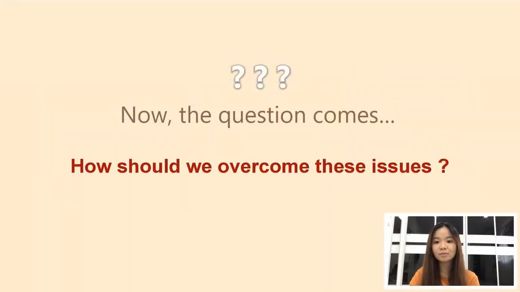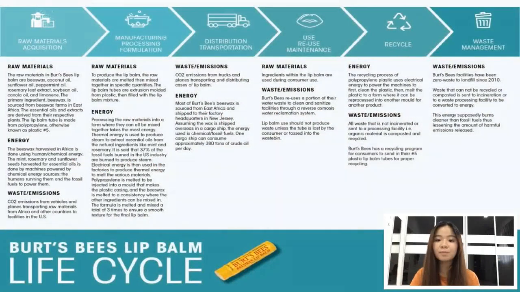Now the question comes, how should we overcome these issues? Let us take a look at the Burt's Bees lip balm cycle. As we have mentioned in the previous section, lip care products will cause deforestation and are not eco-friendly due to the usage of palm oil and petroleum jelly. The Burt's Bees company has come to a solution to this problem by using beeswax as the raw material instead of palm oil or petroleum jelly.